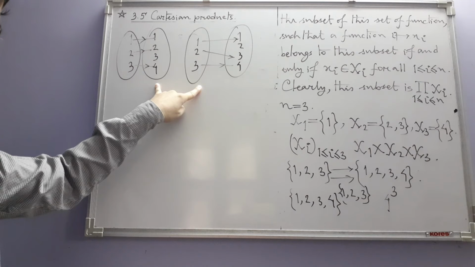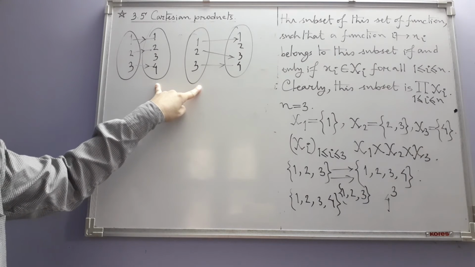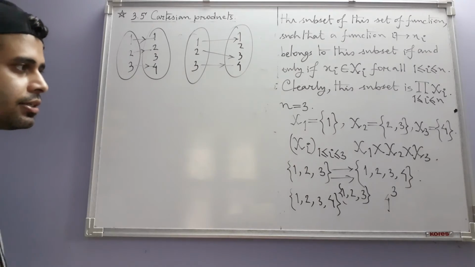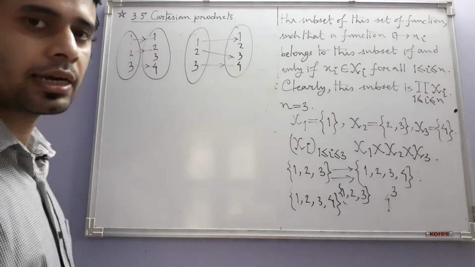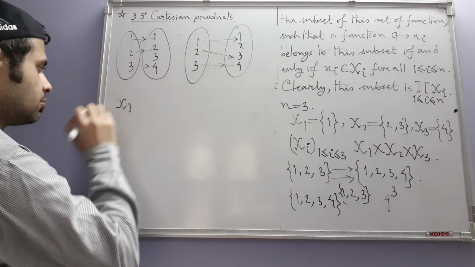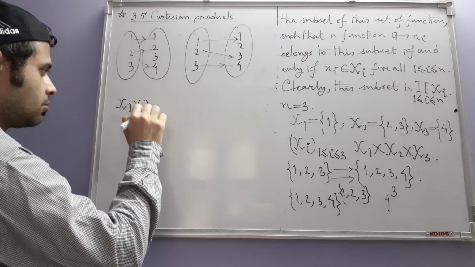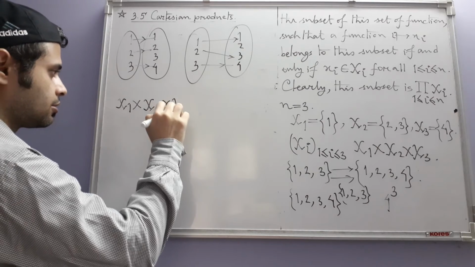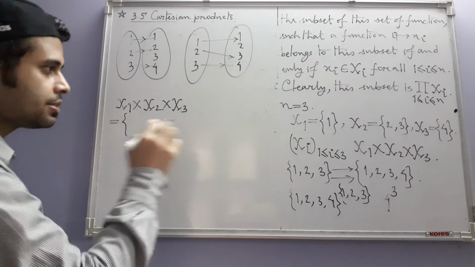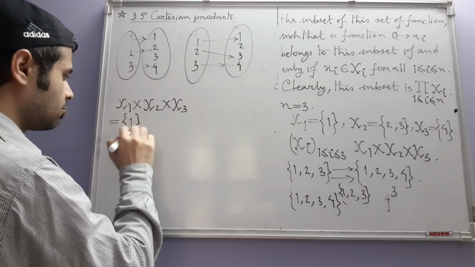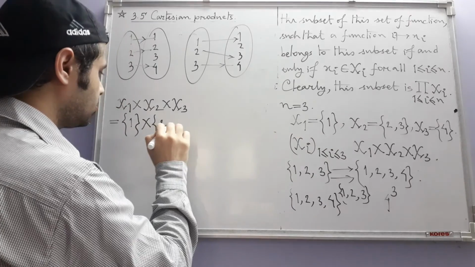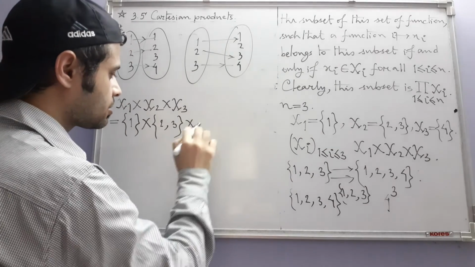But you are going to tell me that this makes no sense. Why? Let us calculate this Cartesian product simply, like how we would calculate without going to functions and such things. What is this? 1 cross 2, 3 cross 4.